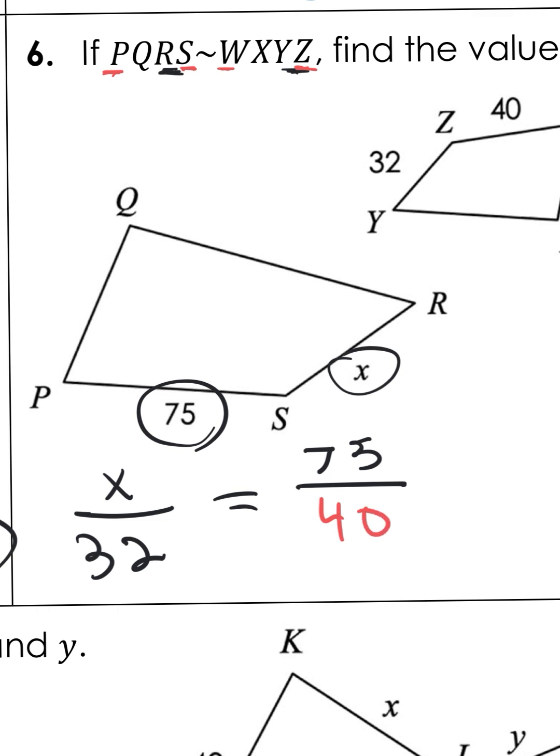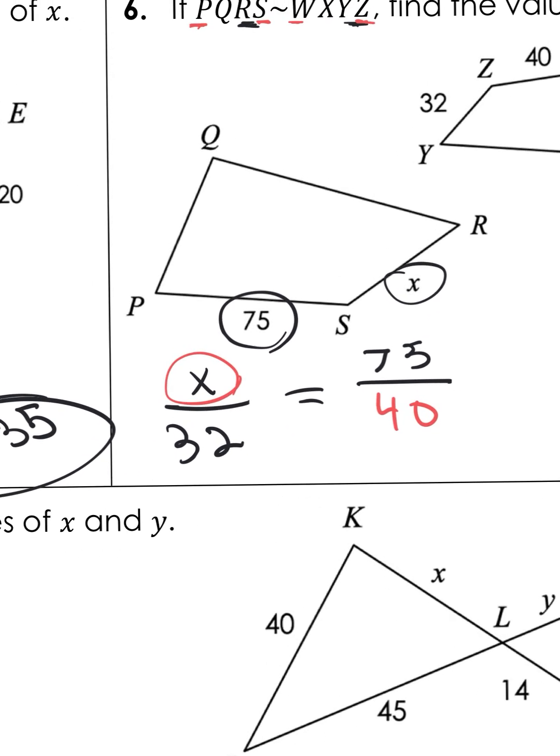And then once again, I'm just going to solve for x. To solve for x, I'm going to multiply both sides by 32. These 32s will cancel. And so the operation is 75 divided by 40 times 32. So 75 divided by 40 times 32, that's 60. So x is 60.